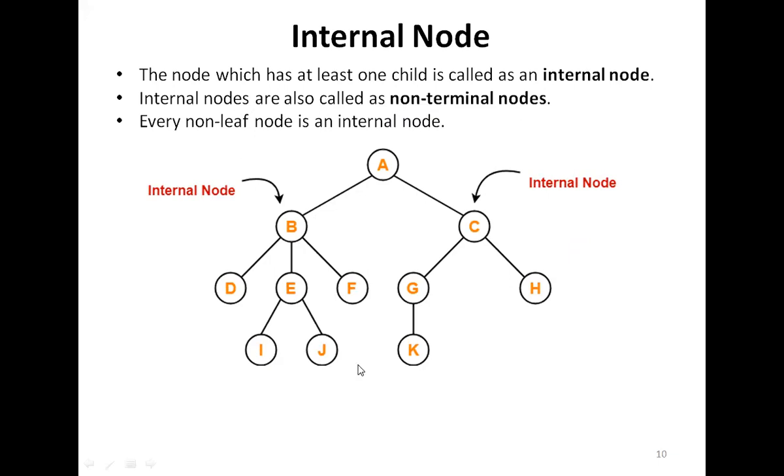Okay. So in this diagram you can see A is an internal node, B is also an internal node, C is also an internal node, G is also an internal node. So all the nodes which have at least one child node are internal nodes. And if any node has no child, that is not internal. Is that clear? And these internal nodes are also known as non-terminal nodes, or non-leaf nodes. Is that clear?